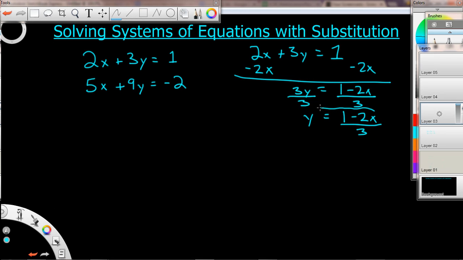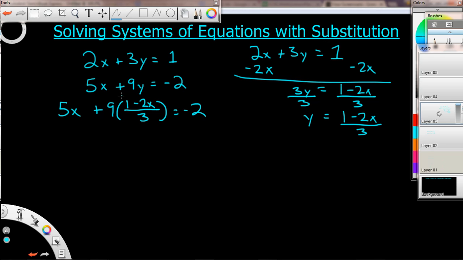Okay, we're going to take this. I don't want to circle that yet. That's not a solution. We're going to take this expression for y and plug it in for this y here. So we have 5x plus 9 times parentheses 1 minus 2x over 3, equals negative 2. So I just took this y out, plugged this expression in for that y there. Substituted. That's why we call this the substitution method.